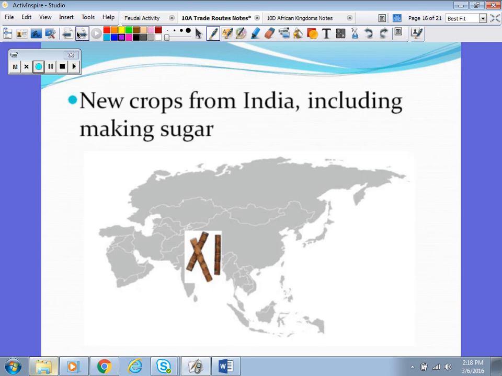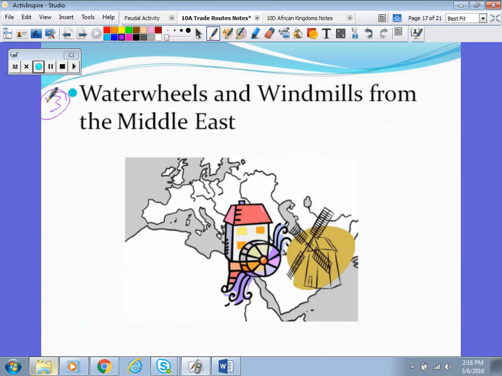Okay? New crops from India are going to be found, including the making of sugar. So we're going to have our first evidence of sugar coming out of India. We said spices and deliciousness comes from there. Sugar is the latest during this time period. Next up, we're going to have water wheels and windmills originate in the Middle East.